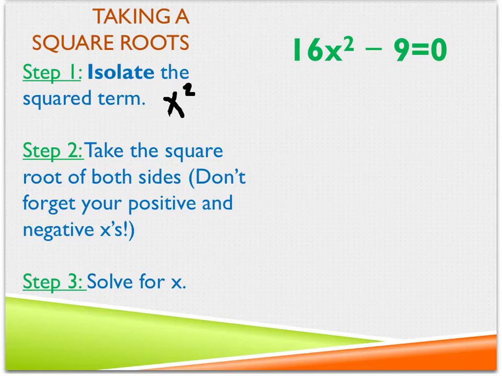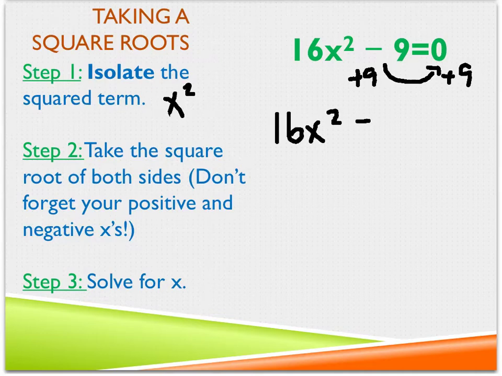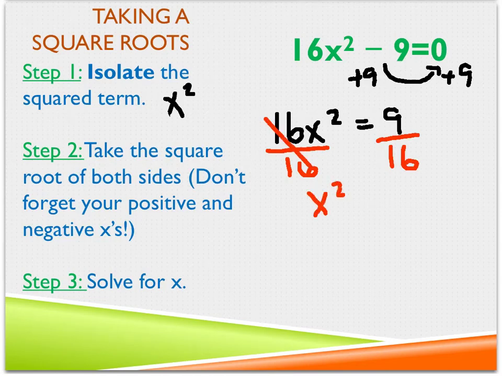So I'm going to move stuff around a little bit over here, right? I need to move the negative 9 over, so I'm going to add 9 to both sides. So 16x squared equals positive 9. Now, I still have something attached to the x squared, right? It has to be alone first. So how do I get it alone? Well, I divide each side by 16. These go away. So I get x squared equals 9 over 16.